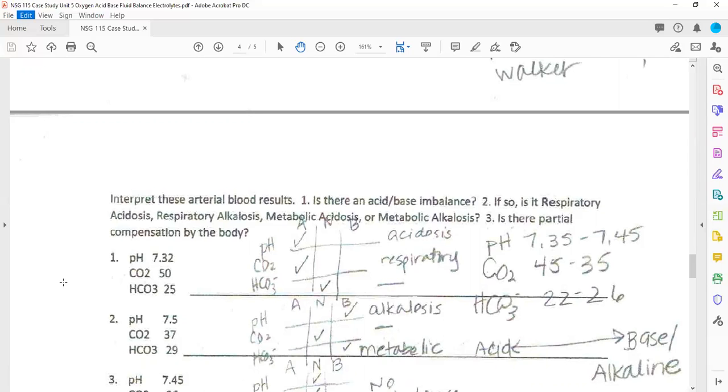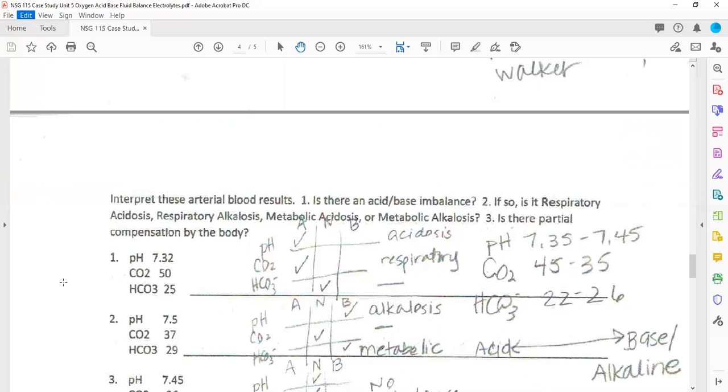Is it asking you about what the imbalance is? Is it asking you about what signs or symptoms this patient is going to be exhibiting with these problems, or what kinds of things could cause these problems? Or is it asking you, based on that imbalance, how does the body attempt to compensate for that? Those are three very different things, so make sure that you're reading what the question's asking.